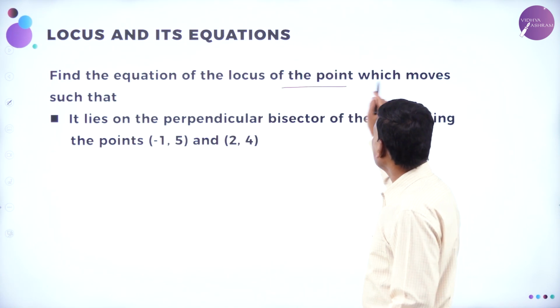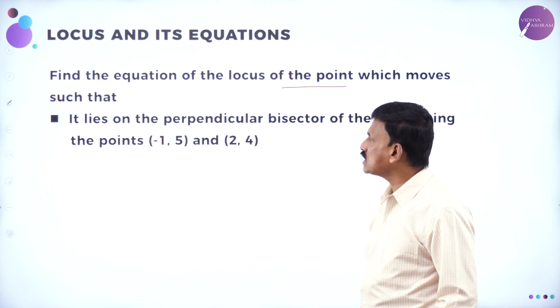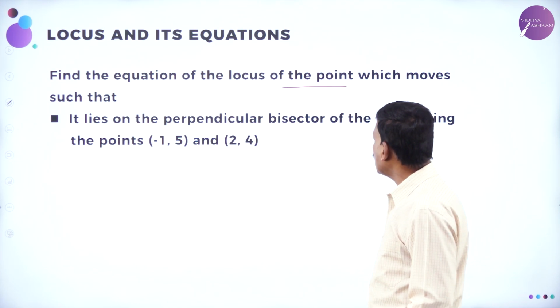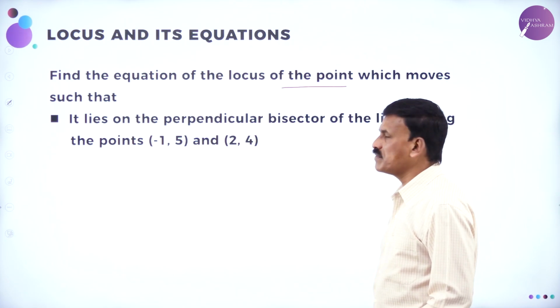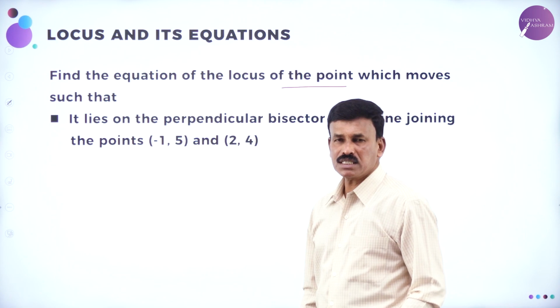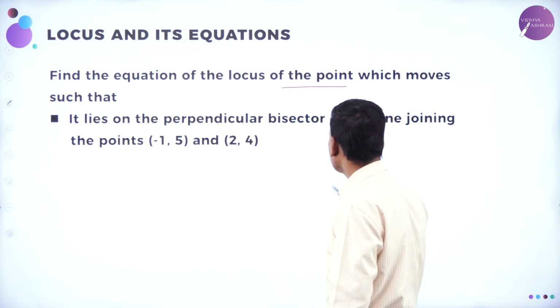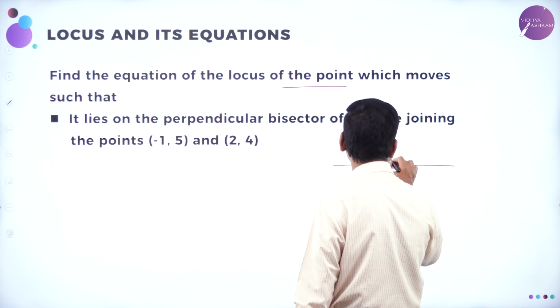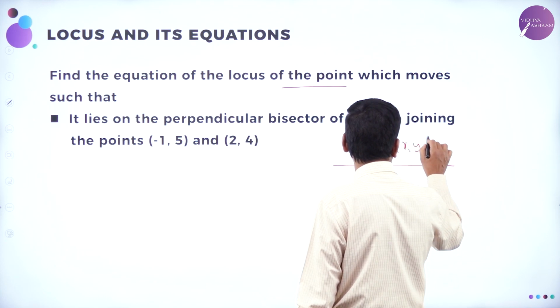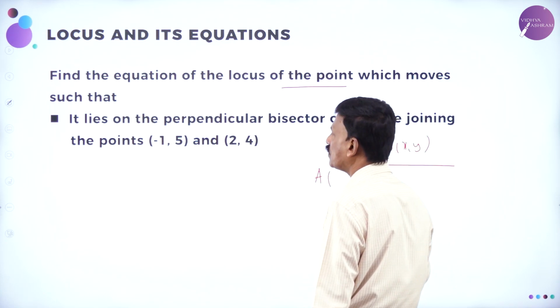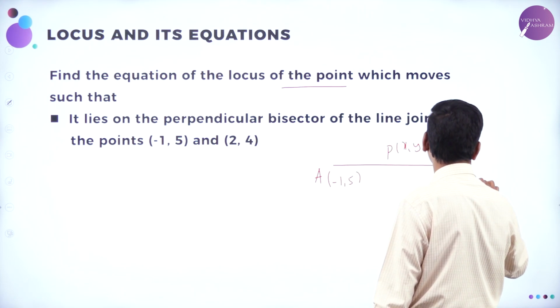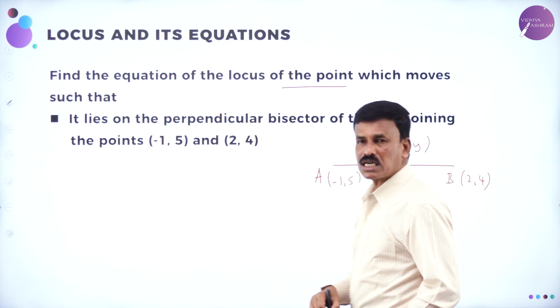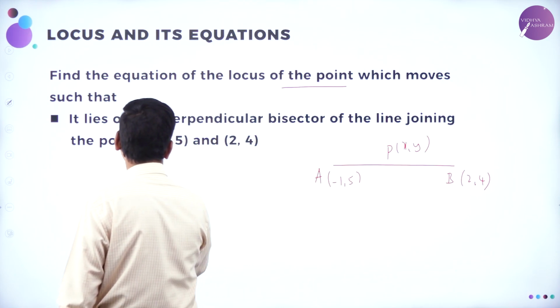Find the equation of locus of the point which moves such that it lies on the perpendicular bisector of the line joining the points minus 1, 5 and 2, 4. It lies on the perpendicular bisector. Now here, as usual, let P(x, y) be any point on the locus. This is A. What is A? Minus 1, 5. Another point B is equal to 2, 4.